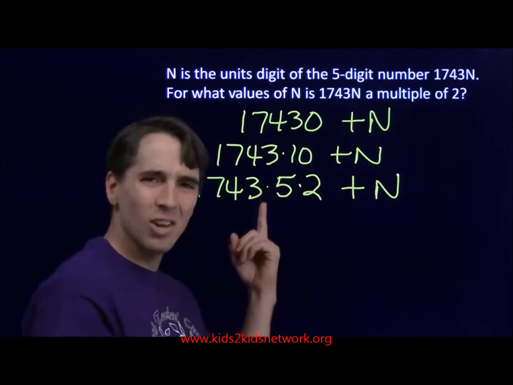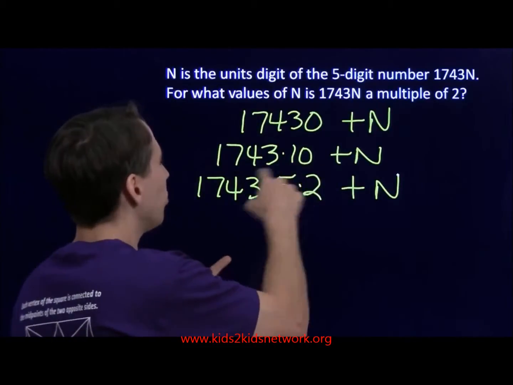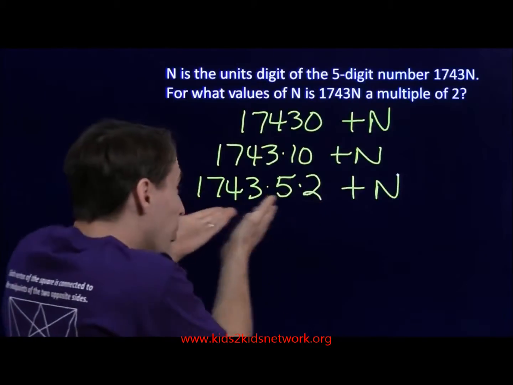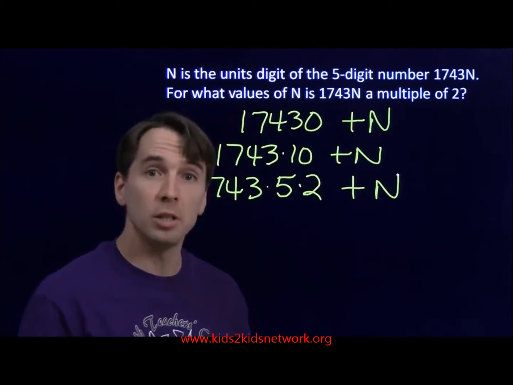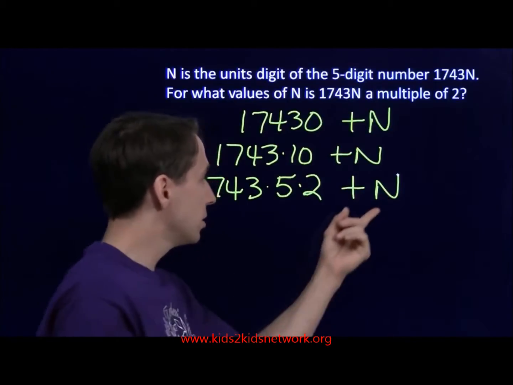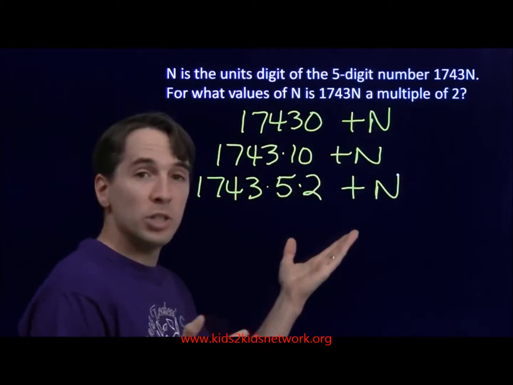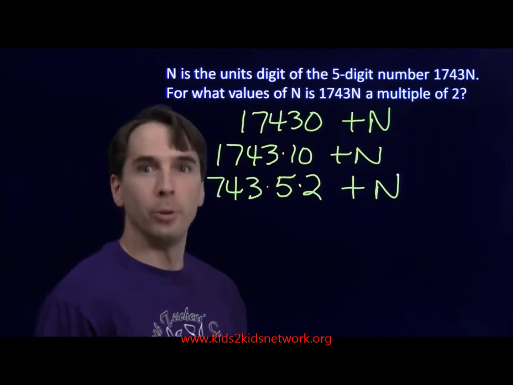And check this out. 10 is also a multiple of 5. So when I write the multiple of 10 plus the units digit, what I'm really doing is writing a multiple of 5 plus the units digit. So we can use the same rule to tell if a number is divisible by 5. If the last digit is 0 or 5, those are the one-digit multiples of 5, then the original number is a multiple of 5. Yeah, I know. You knew that one too.